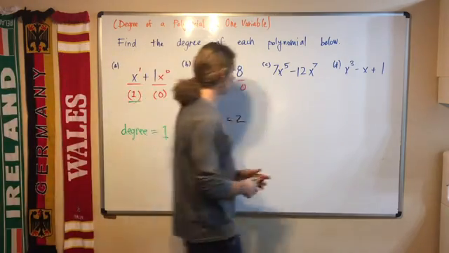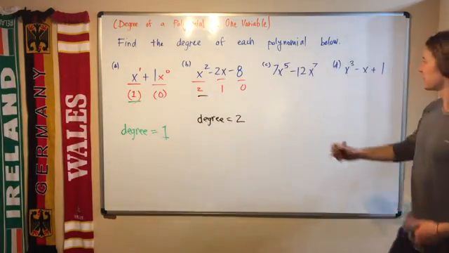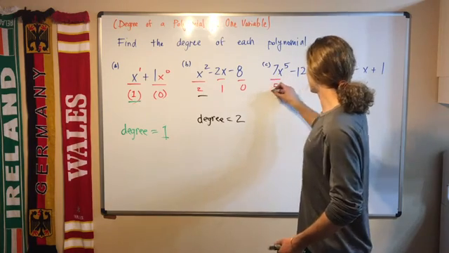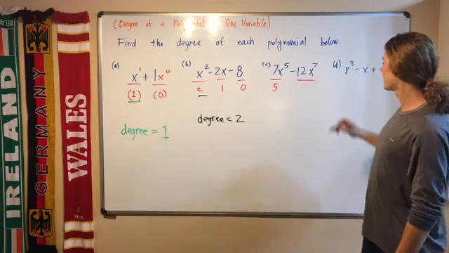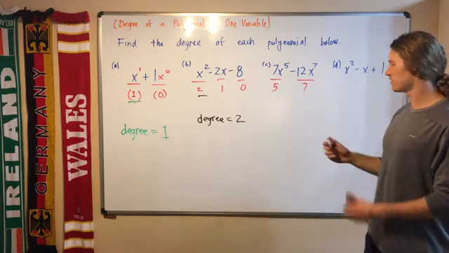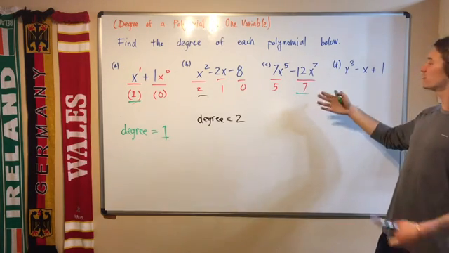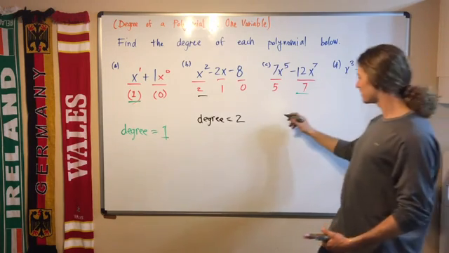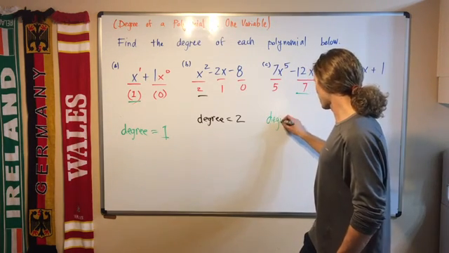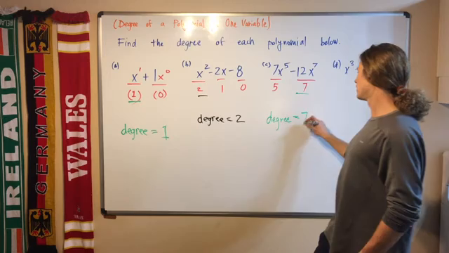In C, what do we have? Well, notice that we have 7x to the 5th, the degree there is 5, 12x to the 7th power, the degree there is 7. The highest degree of all terms is 7, so we know that the degree of our polynomial is also 7.